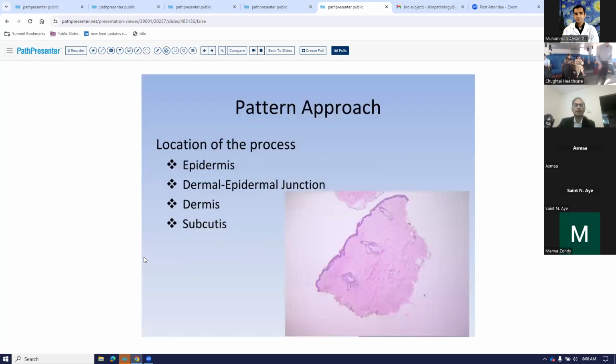Like I said, try to take a pattern approach rather than jumping to a diagnosis. When looking at an inflammatory dermpath, try to start from the top. What do I see in the epidermis? What do I see at the dermal epidermal junction? What do I see in the dermis? And then what do I see in the subcutis? If you follow that pattern and train your mind in that, by the time you finish your residency or your training in pathology, you will have a very good algorithmic approach in your brain for making a diagnosis.